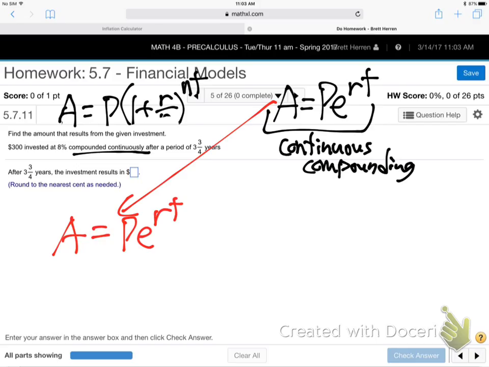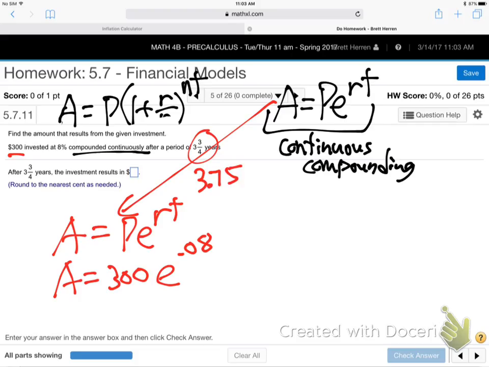All right, and so $300 is invested. Where does the 300 go? That's the P. The 300 is the P. That's the principal investment, the first money you put in the account. What is the R, the interest rate? Yeah, it's 8%. And what is the time? 3 3/4 years. I would just make that 3.75, right? 3/4 is 75 cents, 3.75, for the time, like that. We all good there?